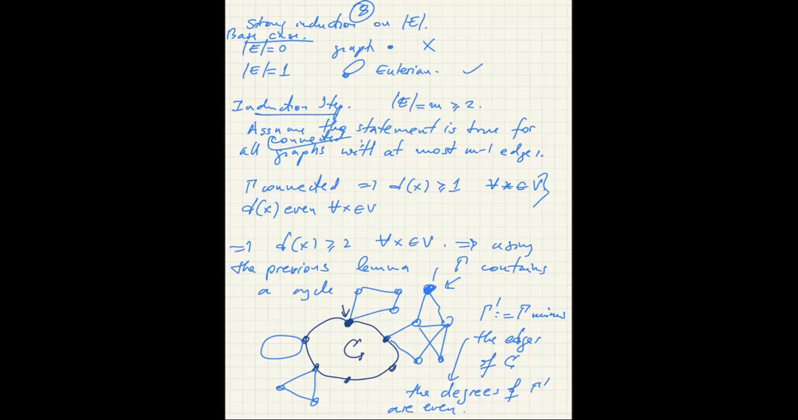So gamma prime may be disconnected. And you can have this picture, you see these light blue components. Those are the components of gamma prime. Now each of these components of gamma prime, if it has at least one edge, is a connected graph in which the induction hypothesis is true. So each of these light blue graphs is going to contain an Eulerian circuit. So now, how do we get an Eulerian circuit for the big graph?